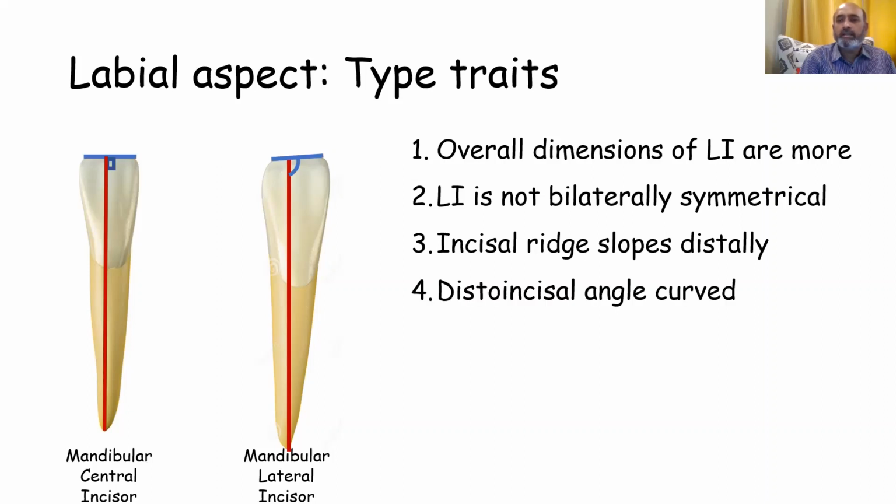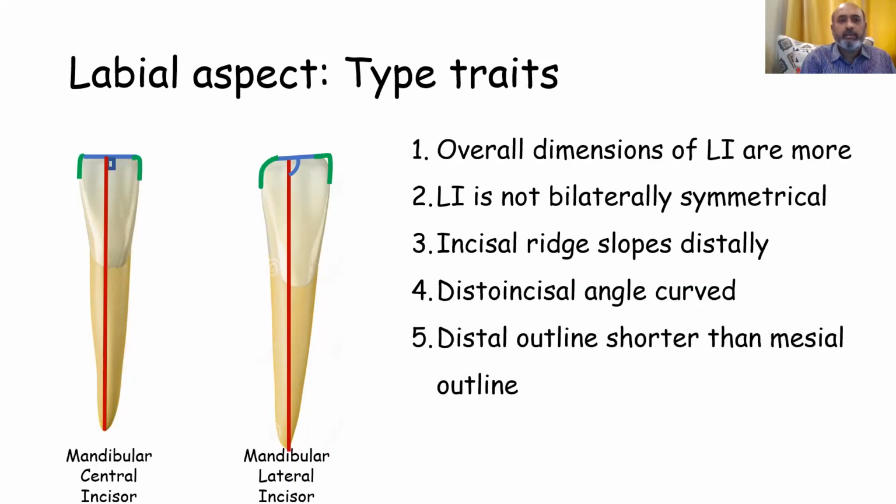The disto-incisal angle in the lateral incisor is rounded, which was not the feature that we saw in the central incisor. So the mesio-incisal angle is sharp here in the lateral incisor. When we talk of the mesio-incisal and disto-incisal angles of the central incisor, both of them are sharp. Now, the distal outline of the crown from the labial aspect is shorter than the mesial outline. This is because of the slanting of the incisal ridge in a distal direction. So naturally, the distal side will be shorter than the mesial side.